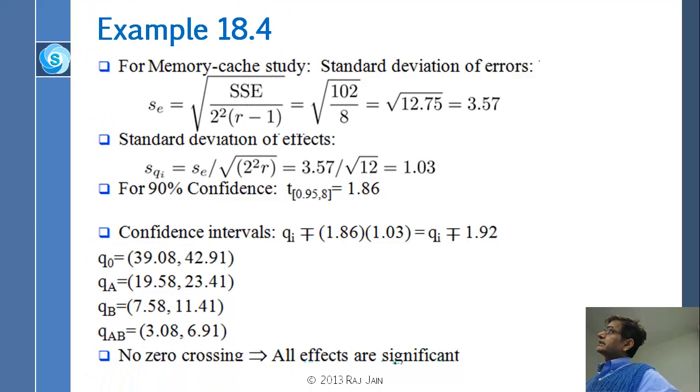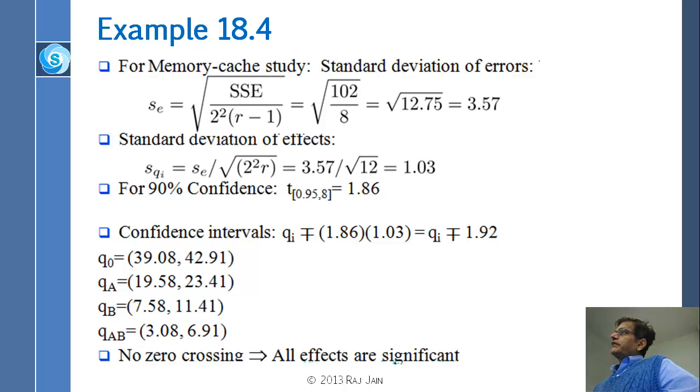So for the memory cache study, SSE would come out to 102, which was the sum of squared errors, divided by 2 raised to 2 times (r minus 1). r is 3, so that is 8. 8 was also the degrees of freedom. So MSE is 12.75. The square root of that is 3.57, which is the standard deviation of errors. For the effects, it is further divided by the square root of 12, so we get 1.03.